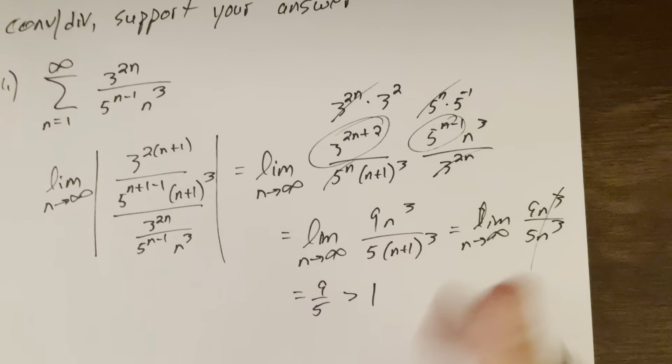That is a value that is greater than 1. Come back up here or just write my conclusion. So my series diverges, and we know that because we applied the ratio test.